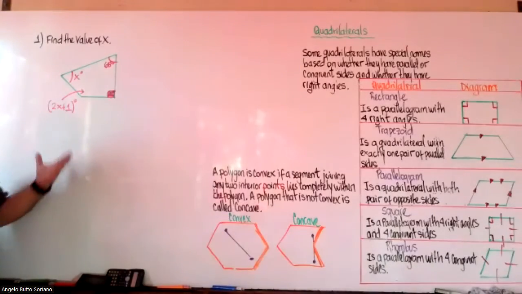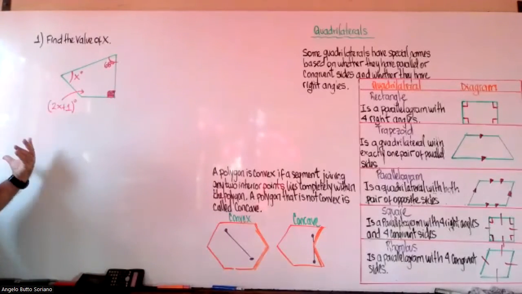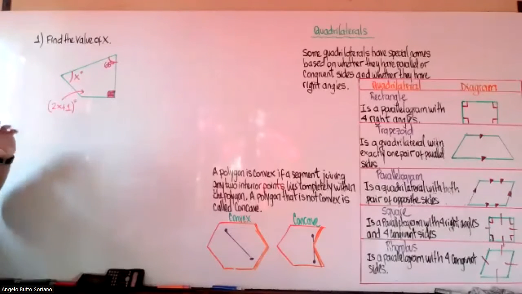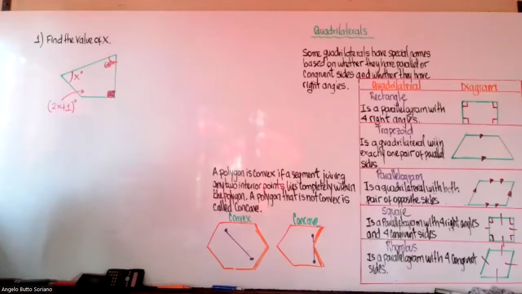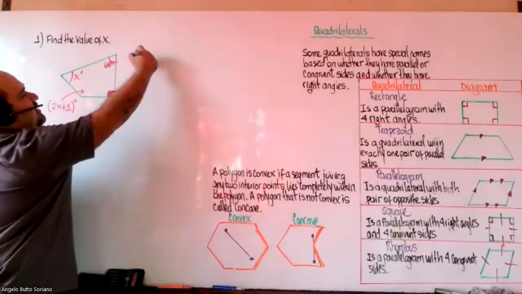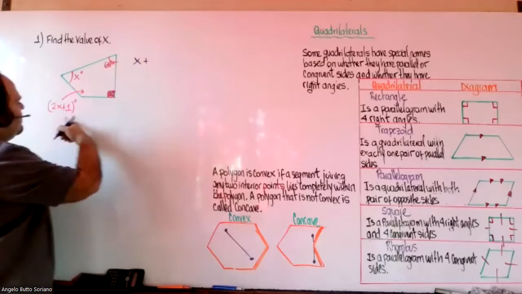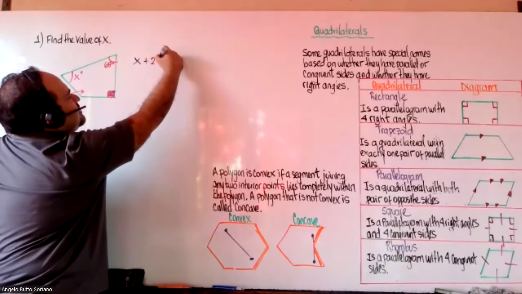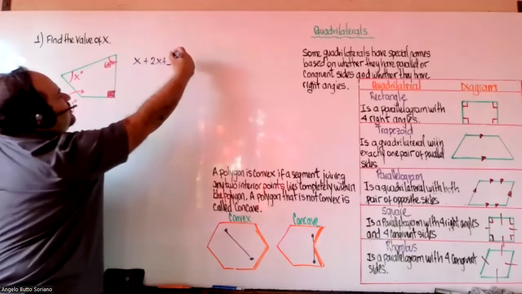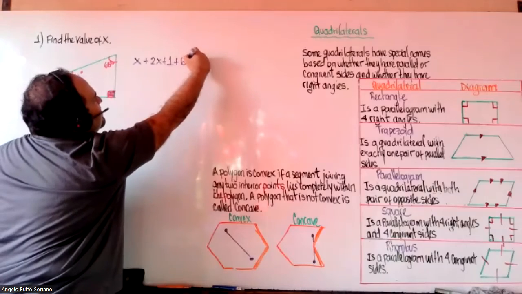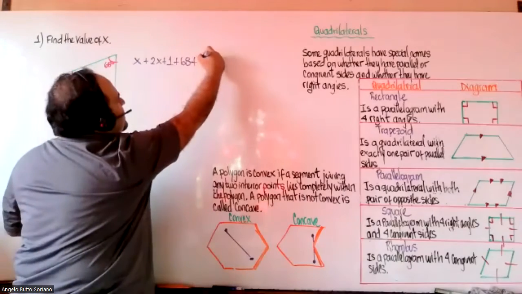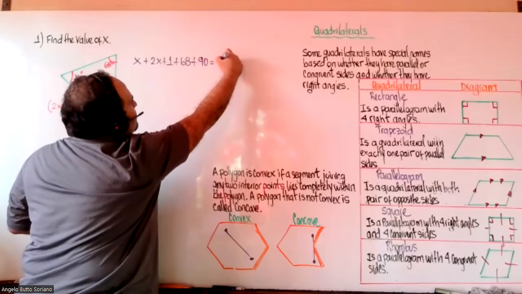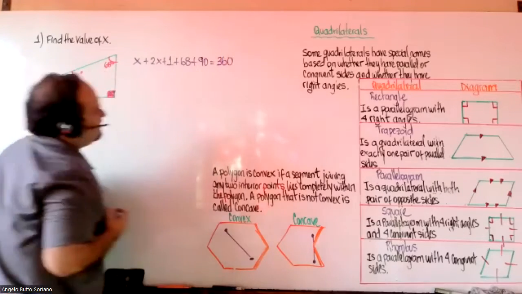Remember the theoretical part of polygons that says the addition of the interior angles of any polygon, in this case a quadrilateral, will be equal to 360 degrees. So we're going to add the entire angles. We have x plus 2x plus 1 plus 68 plus, don't forget this right angle, that will be 90 degrees. And this is going to be equal to 360.